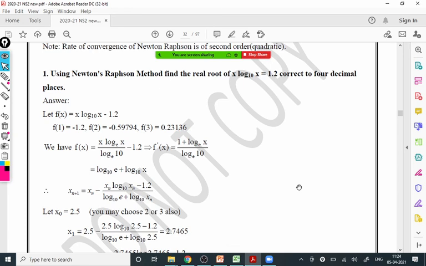The question is: use the Newton-Raphson method to find the roots of this equation, correct up to 4 decimal places. So we have to do this until the 4 decimals start repeating. That we have to do.